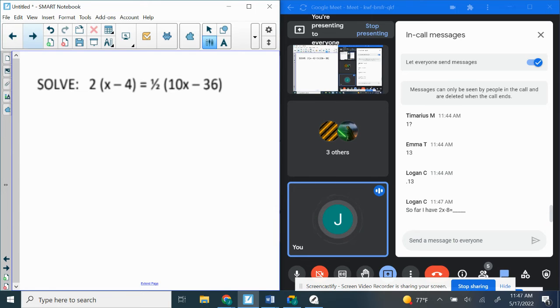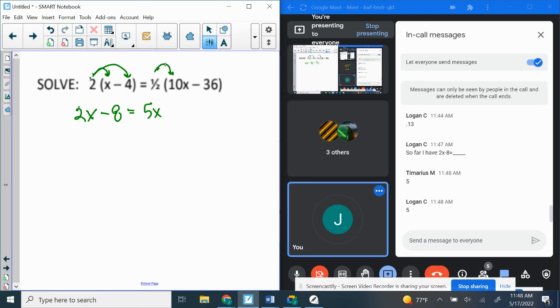So hopefully we distributed the 2 first. 2 times x is 2x. 2 times a negative 4 is going to be a negative 8. Good. Now, multiplying by 1 half is the same thing as dividing by 2. So 1 half of 10x is how much? Mm-hmm. 5x. Good. And then 1 half of a negative 36.